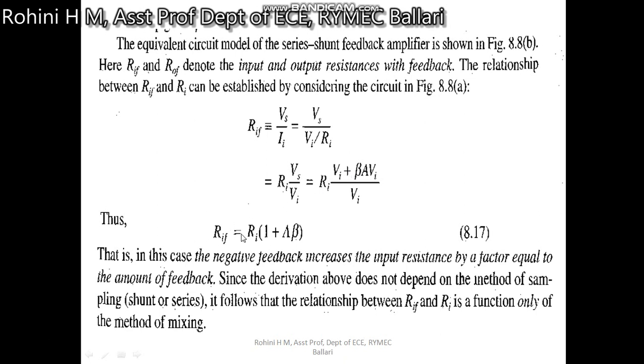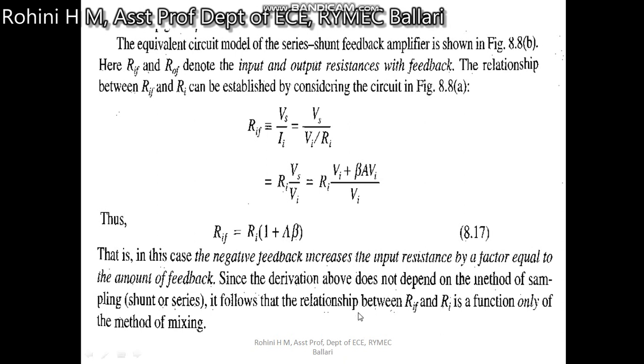So Rif can be written as, if we take the terms common, this Vi denominator Vi cancels, so we'll get Rif is equal to Ri into 1 plus A beta. So in this case, the negative feedback increases the input resistance by the factor equal to the amount of feedback. So in the negative feedback, what happens? The input resistance is increased by the factor 1 plus A beta. So that is high input impedance, which is desired.